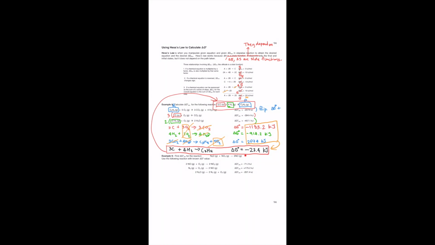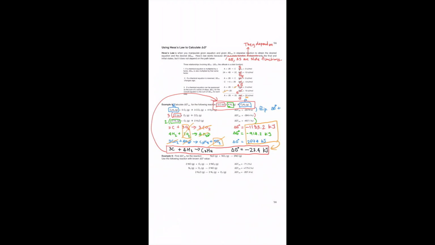Because the overall delta G comes out to be a negative value, this reaction right here is going to be spontaneous in the forward direction. Let's pause the video to practice example 9. When you finish, resume the video to check your answer against my solution.